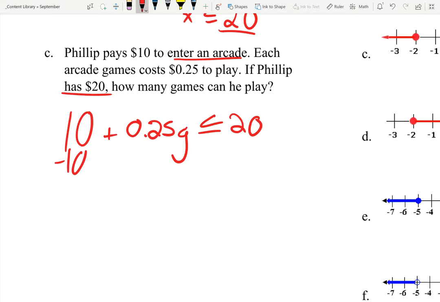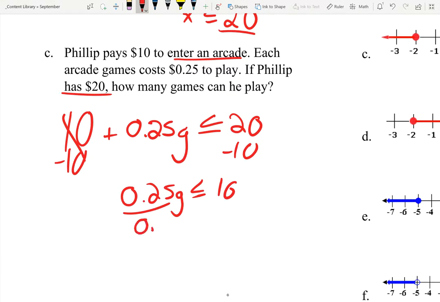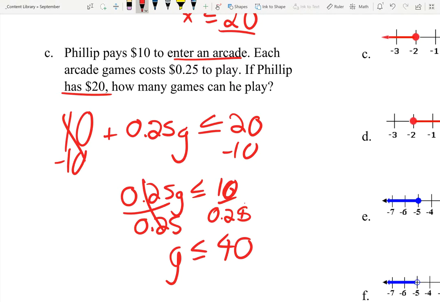So when you solve this, subtracting 10, we have 0.25g less than or equal to 10. Divide by 0.25. We have the number of games he can play is less than or equal to 40. So he can play no more than 40 games. If he plays fewer than 40 games, then he didn't use up all his money, which is fine, but he can't go over 40 games because he doesn't have it. So he can play any number of games up to 40 games.